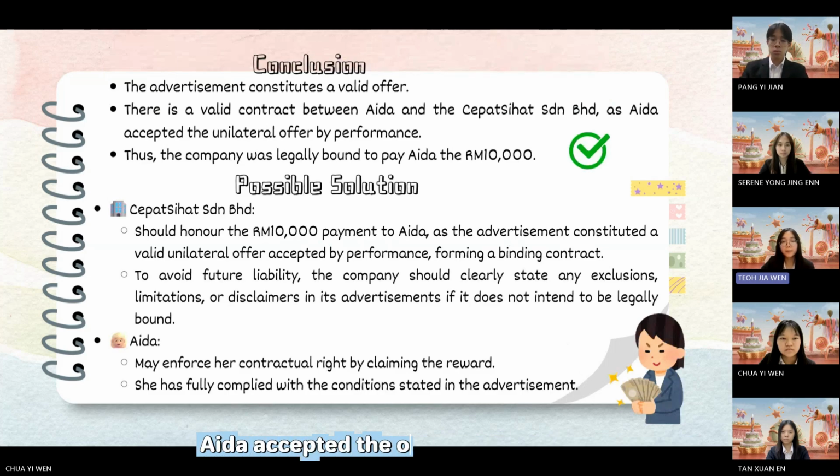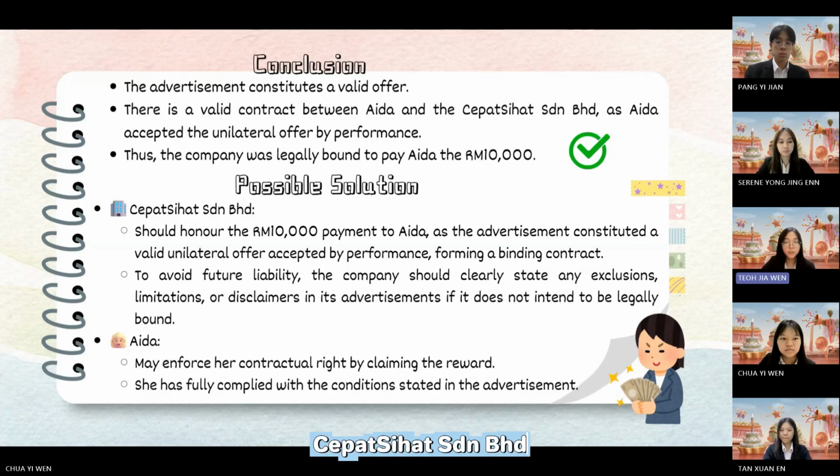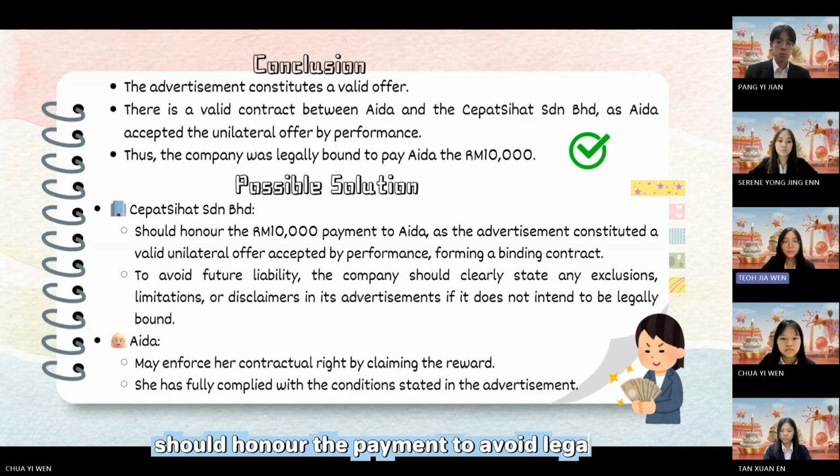Ida accepted the offer by performance. A binding contract was formed and the company is legally bound to pay Ida the 10,000 ringgit reward. As a possible solution, Trapasia Sendirian Berhad should honor the payment to avoid legal liability.